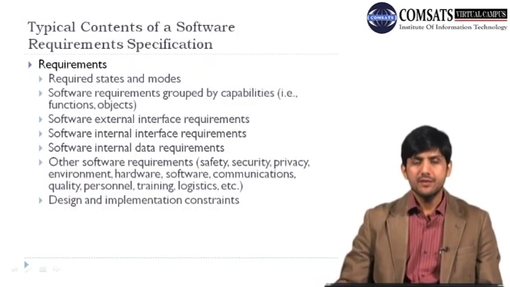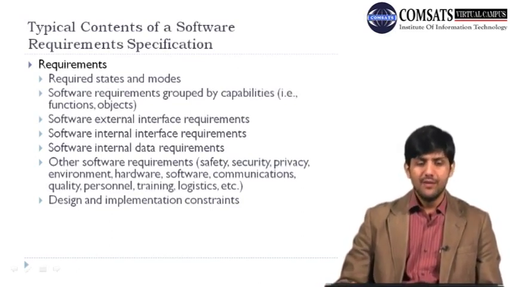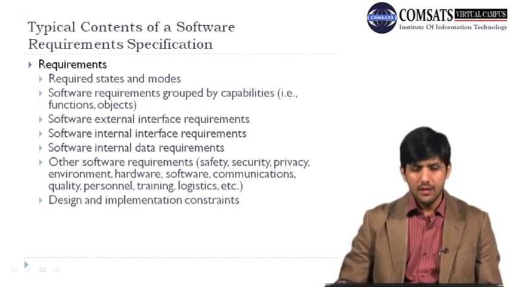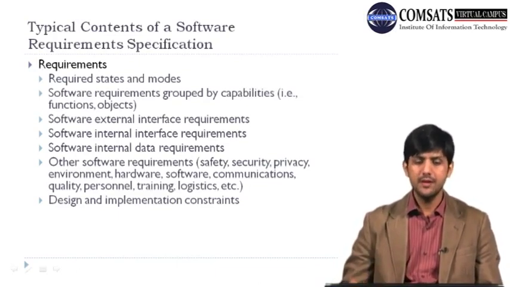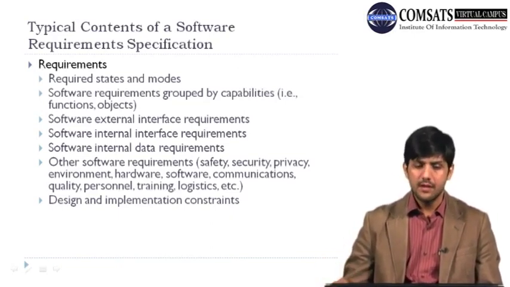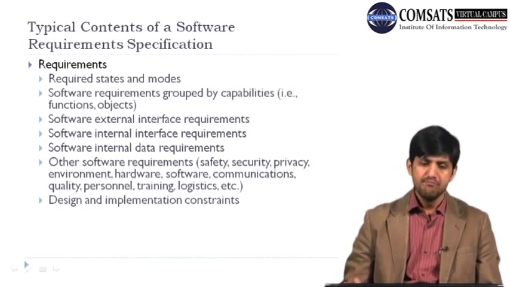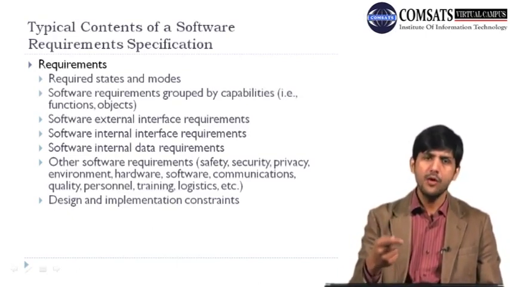What are the typical contents of a software requirement specification document? That's kind of a revision; we have already gone through it to some extent. We have required states and modes, software requirements grouped by capabilities, that is functions and objects, software external interface requirements, software internal interface requirements, software internal data requirements, and other software requirements, which are safety, security, privacy, environment, hardware, software, communications, quality, personnel, training, logistics, etc., and design and implementation constraints. So a requirement document would have one or more of these things.